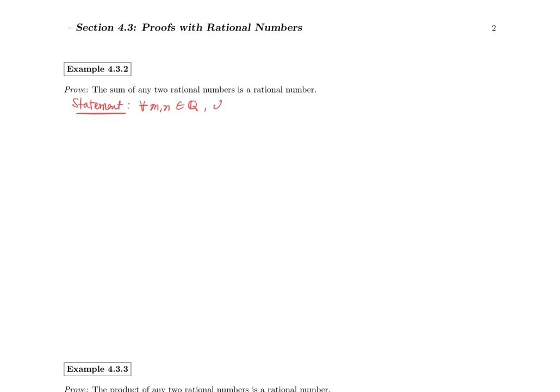And then we need an if and a then. But it says the sum of any two rational numbers is rational. So the sum is rational is our conclusion. So our hypothesis is if m and n are rational, then m plus n is also rational.